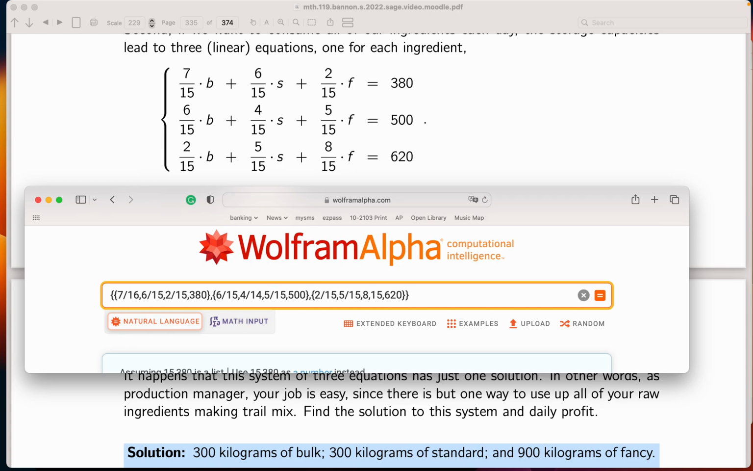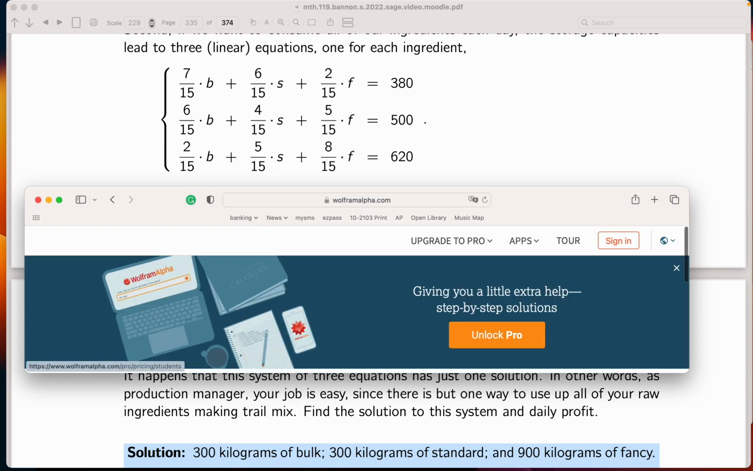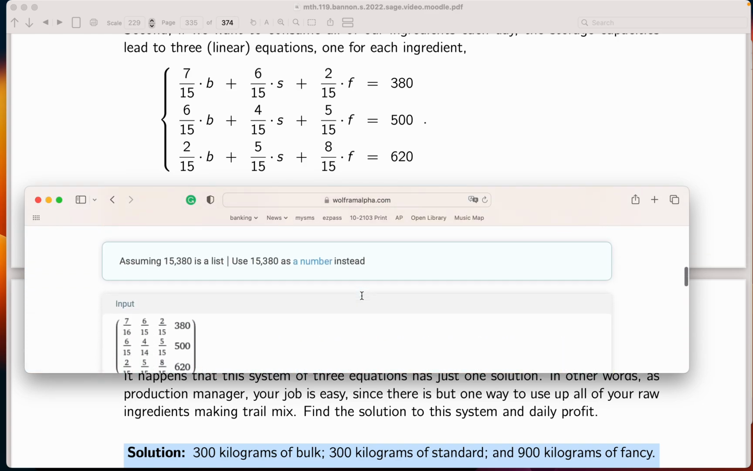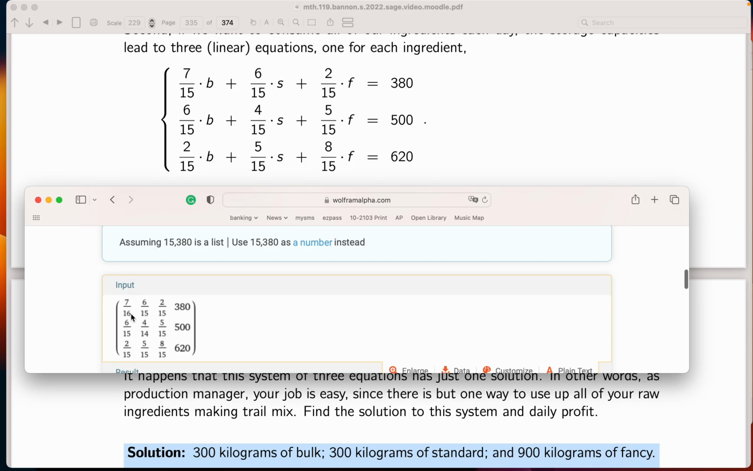It's important you look, right? And I'm seeing other things over here that are an error also. Let me do it again. It's good you look back over this. And let me just do this over here. Now, this is more what I expect to see. 7/16, 6/15, 2/15, 6/15, 4/14. I see a mistake already. I'll correct that in a moment. 5/15, 8/15, 5/15, 2/15, 380, 500, 620.